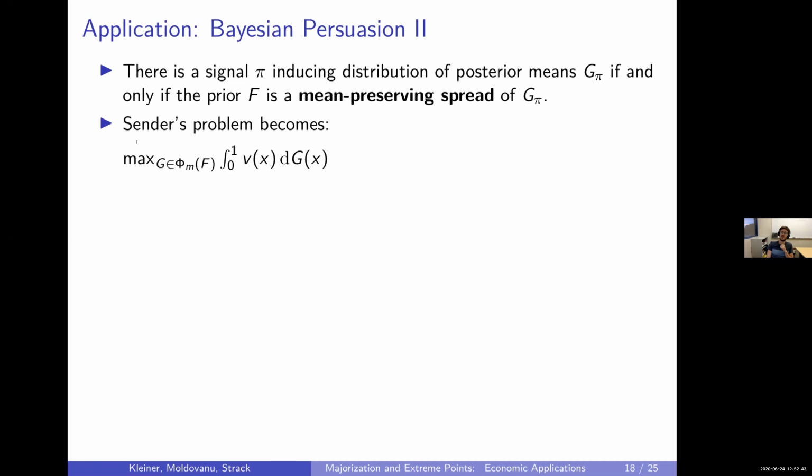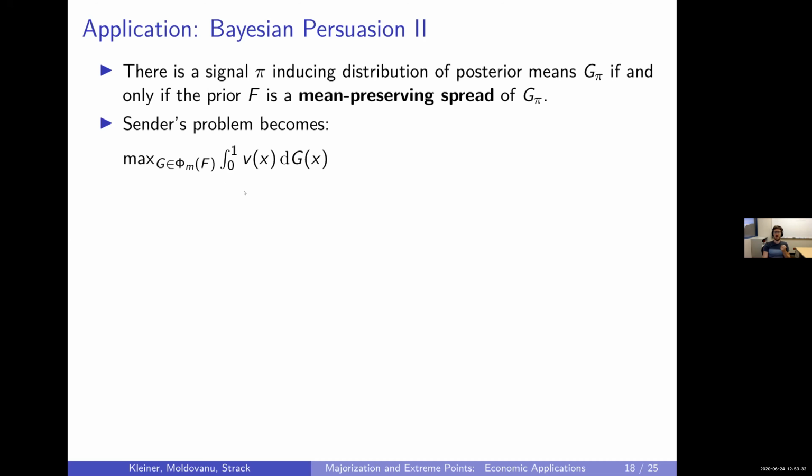So with this result, it's easy then to write the sender's problem. Well, you're going to maximize the payoff. It's a function V of the posterior mean x, and you're choosing the distribution of the posterior means G of x. And well, what are the constraints? Well, G has to be a CDF. So this means it has to be non-decreasing. And we want that F is a mean preserving spread of G. So in other words, this means that G majorizes F. So this then says that, okay, this problem of Bayesian persuasion written this way is exactly of the form we had before. You're maximizing a linear objective function, and the constraint set is the anti-orbit of a given function.